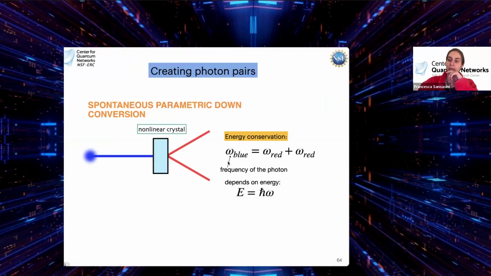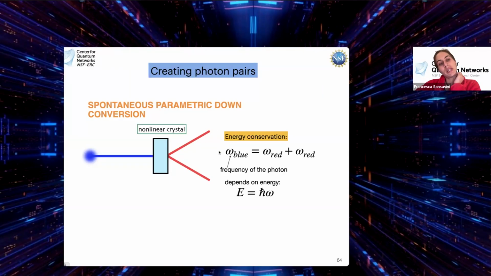So I hope I managed to convey a little bit what entanglement is, how entanglement works. I wanted to explain how we can create entanglement. We will start with photon pairs, and then we will move on to how to create polarization entanglement in the lab, or at least one way of doing it in our quantum optics lab.